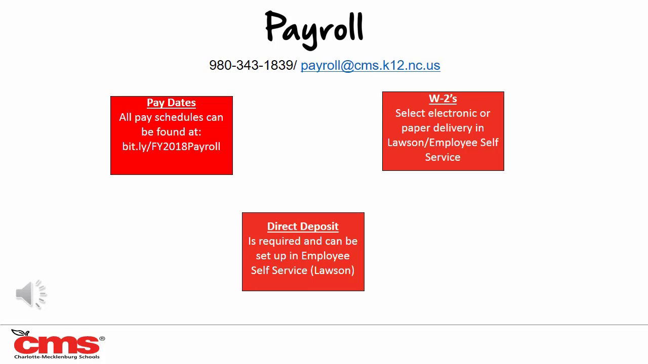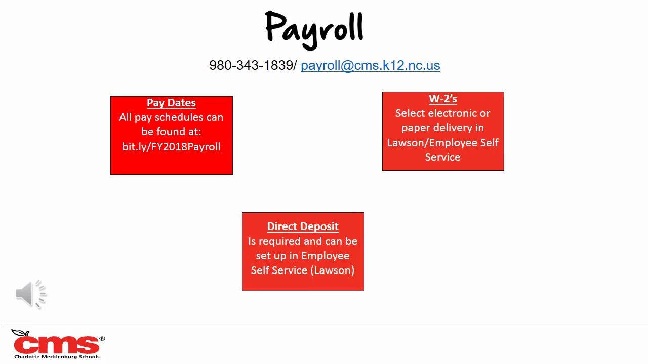If you have previously worked for CMS, it is also urgent that you update your banking information, as old information may already be populated in the Lawson system, and this can cause an unintended distribution of your hard-earned pay to an old or closed bank account. Also, if you've worked for CMS before, and upon separation you owed CMS any money, it will be deducted from your first CMS pay. You may view your pay stubs also on employee self-service.